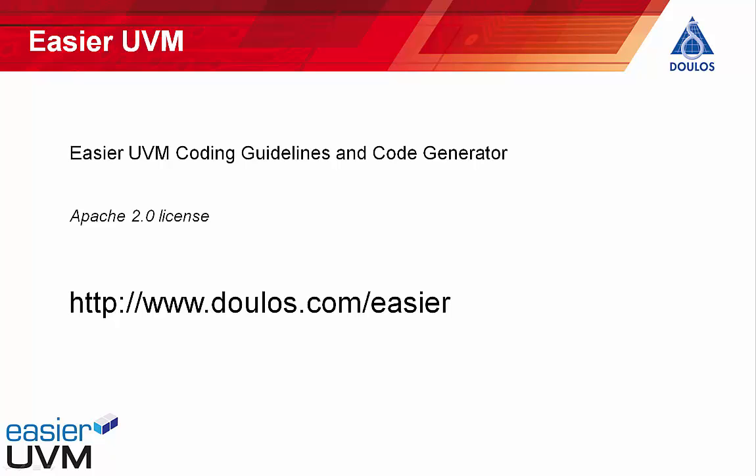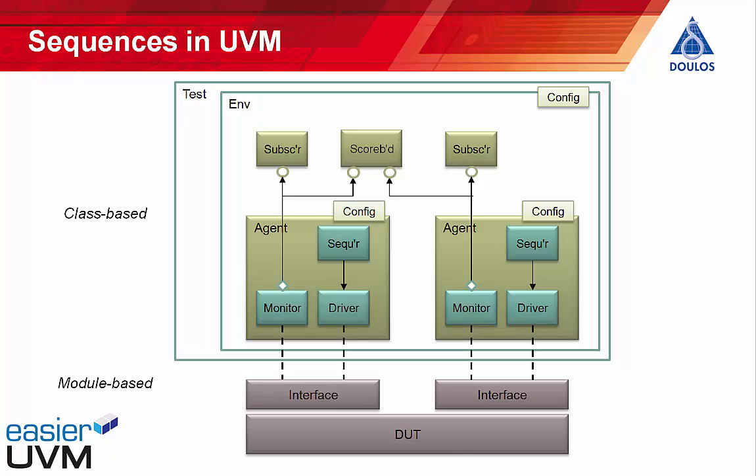So let's take a look at sequences in UVM. You may be familiar with this diagram from previous videos in this series. The job of sequences in UVM is primarily to generate test stimulus, and sequences, without an R in the name, run on sequencers that have an R in the name. So sequences execute on sequencers, sequences running on sequencers generate transactions.